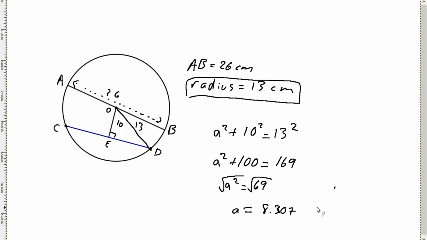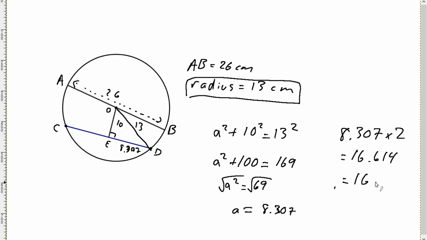Oh no, sorry, we're asked for the entire chord, excuse me. So we're given this, right, 8.307, and we're asked for entire C to D. We've got an E to D, so we have to multiply that by 2. So you go 8.307 times 2, and you end up getting 16.614.